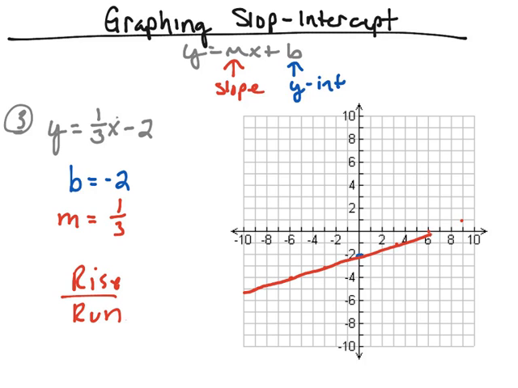Connect all of these dots, and I now have the graph of y equals 1/3 x minus 2. Notice this line has a y-intercept of negative 2. Notice it also has a slope of 1/3. It goes up 1 and over 3.